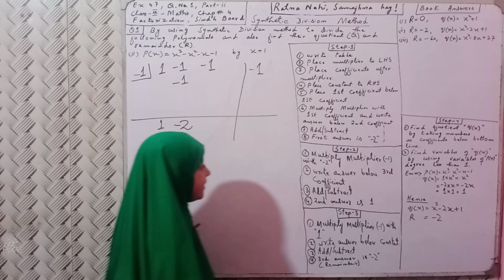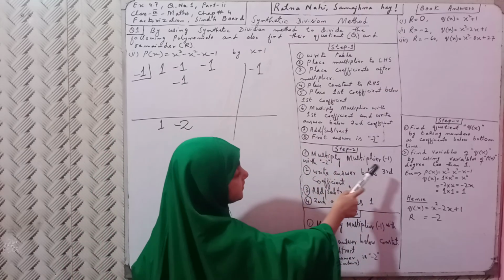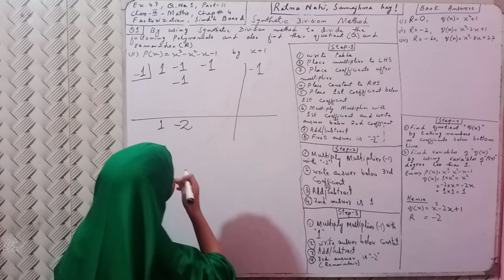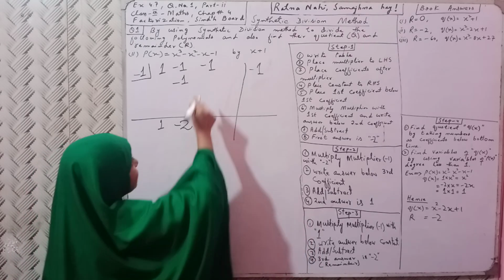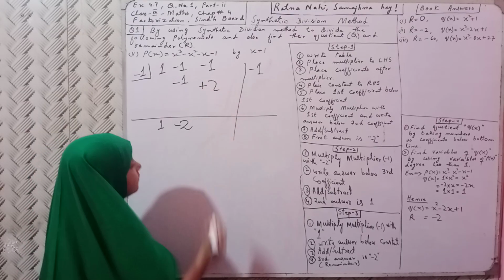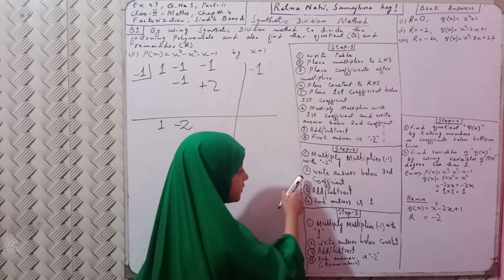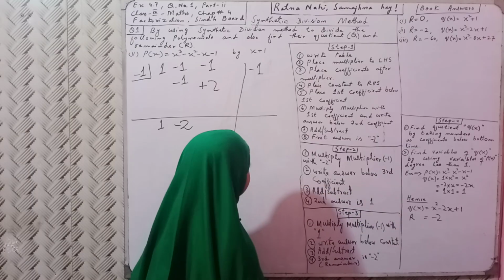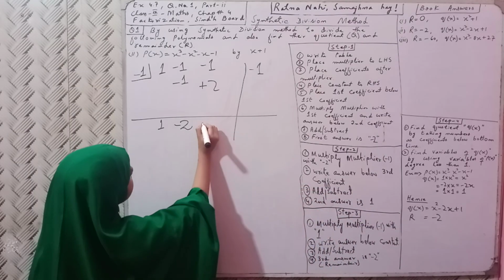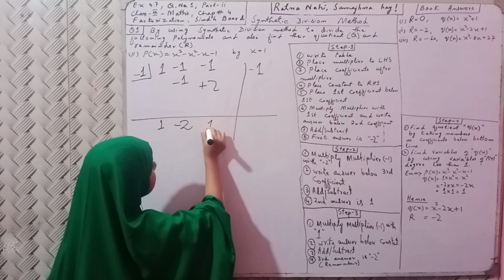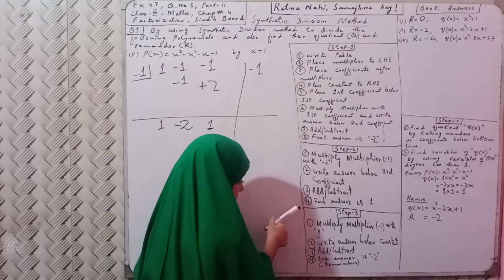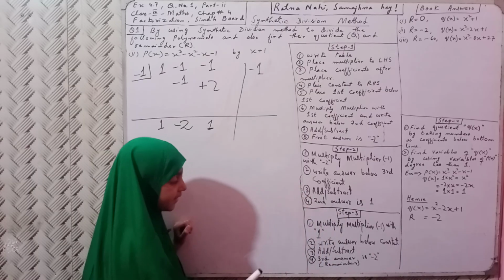The first answer is minus 2, correct. First, multiply minus 1 with minus 2, minus times minus, plus 2. So, second, write the answer below the third coefficient. Done this, add, subtract. 1 will be coming. The second answer is 1, correct.